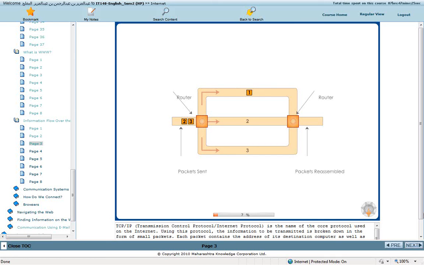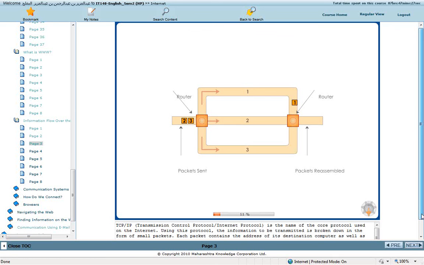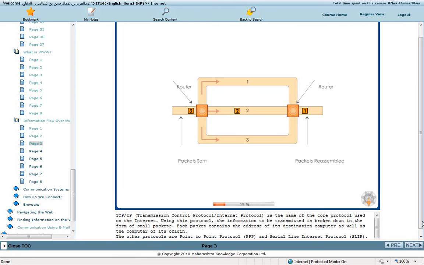TCP/IP, Transmission Control Protocol / Internet Protocol, is the name of the core protocol used on the Internet. Using this protocol, the information to be transmitted is broken down in the form of small packets. Each packet contains the address of its destination computer as well as the computer of its origin. The other protocols are Point-to-Point Protocol (PPP) and Serial Line Internet Protocol (SLIP).